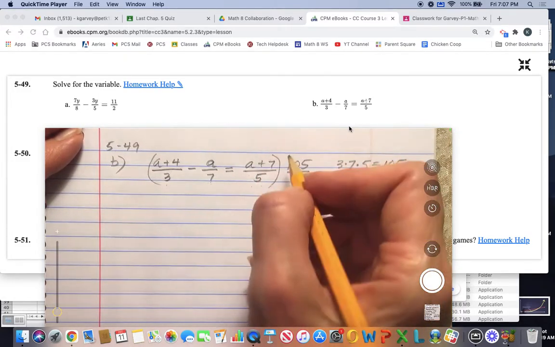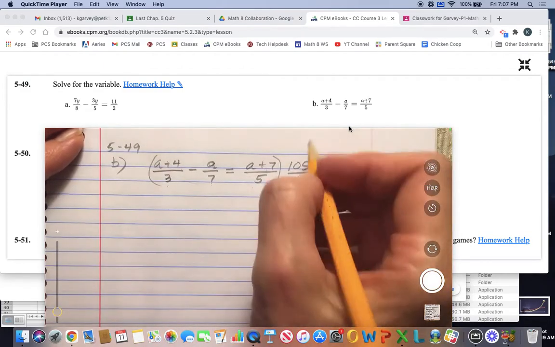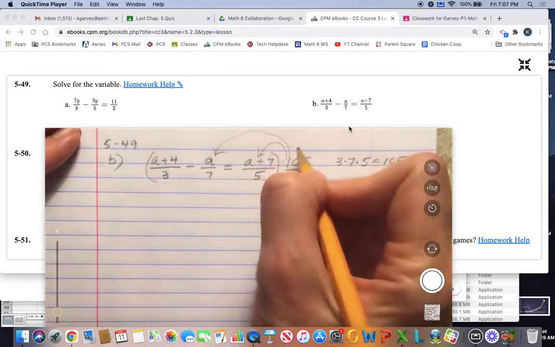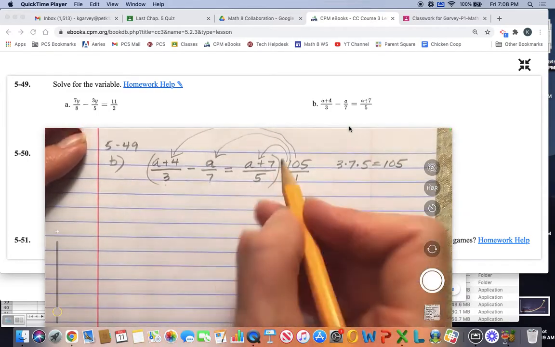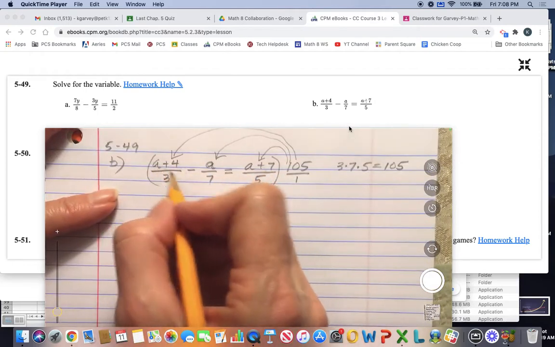Okay, so one thing you'll have to be careful of is when you're multiplying a whole equation by a number, you have to make sure you multiply every single term. Okay, otherwise it doesn't work. So we're going to do that right now. So we are going to start out with this one.